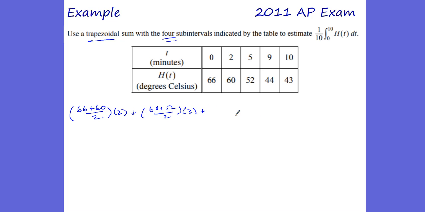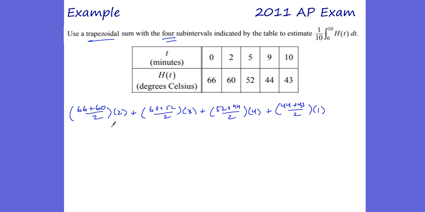We don't have equal subintervals this time. Then we're going from 52 and 44. Those are our two heights divided by 2. And we're going from 5 to 9. That's 4 units in difference. And then we have 44 and 43, the average there. And we're going from 9 to 10, which is 1 unit in difference.